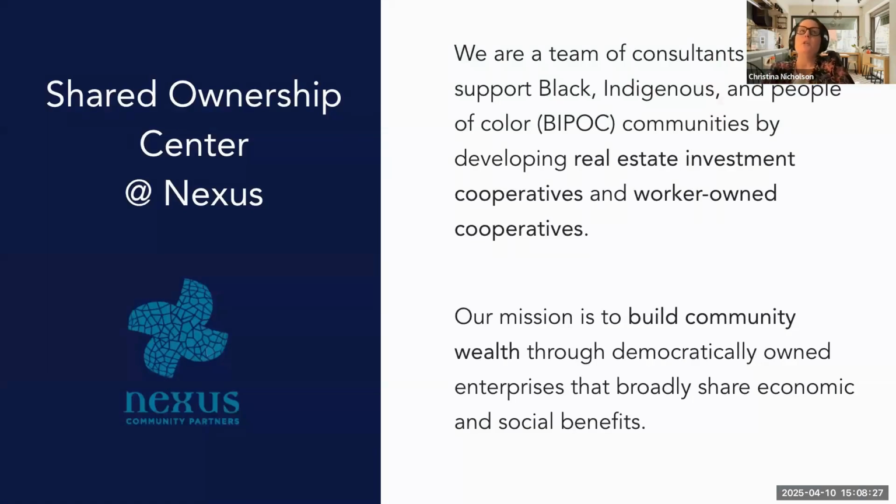So the Shared Ownership Center here at Nexus is a team of consultants, and we support Black, Indigenous, and people of color by developing real estate, investment cooperatives, and worker-owned cooperatives. So that's the work we do at the Shared Ownership Center. Our mission is to build community wealth through democratically owned enterprises that broadly share economic and social benefits.